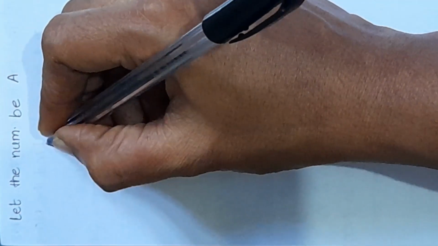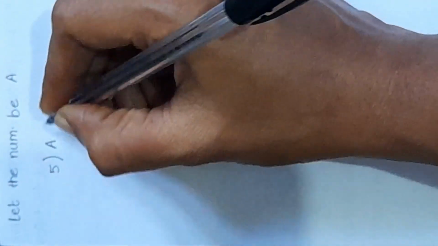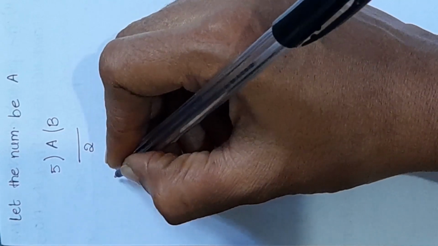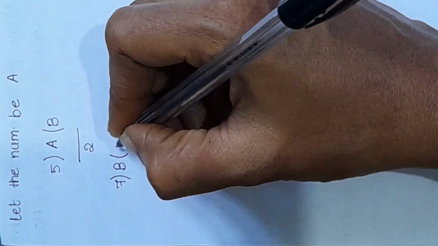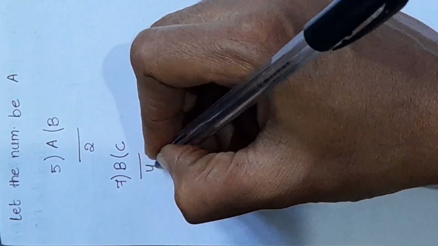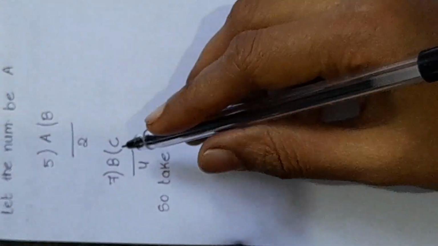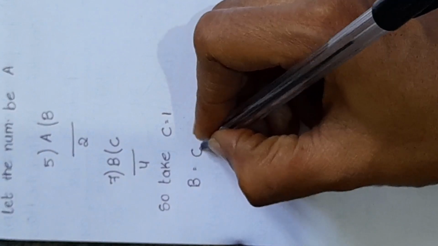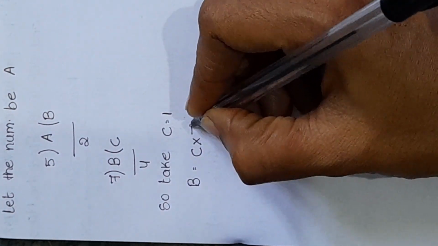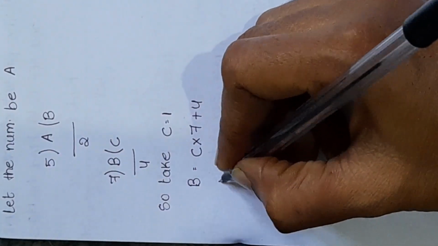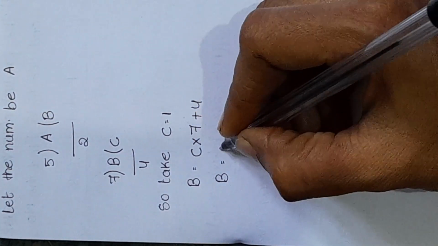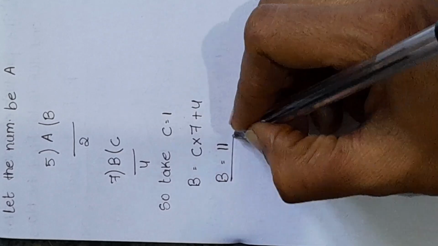So let the number be a. It is divided by 5 and we get the quotient as b and remainder as 2. Now b is again divided by 7. We get the quotient as c and remainder as 4. So for solving, take c as 1. Now b value is c into 7 plus 4. c value is 1, 7 ones are 7 plus 4, we get b as 11.